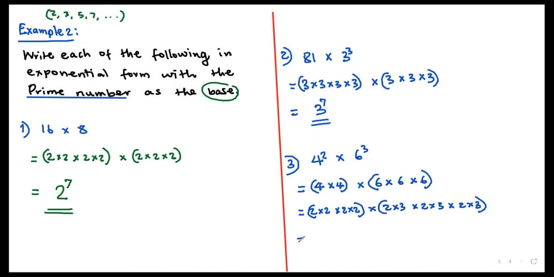So what do we have next? We have 2 to which power? Power of 7. And 3 to which power? 3 to the power of 3. So 3 to the power of 3 and 2 to the power of 7. I hope you have understood, right?